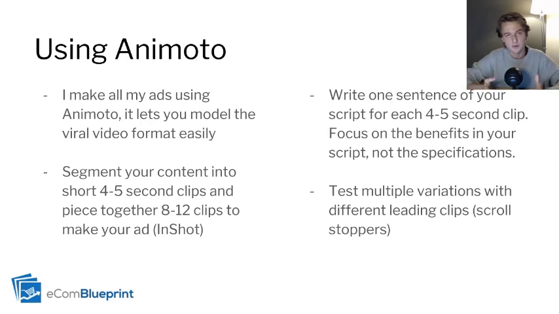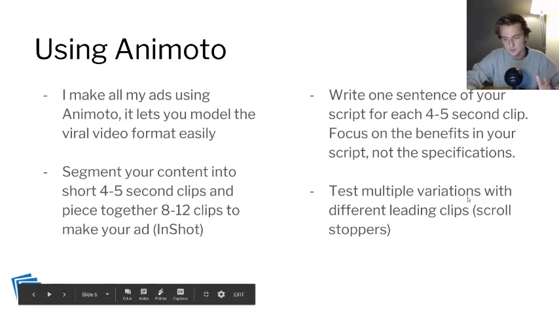And then you want to write a script for your video. If you've got 8 clips, you want to write 8 lines, one for each clip. In your script, you should focus on the benefits, not the specifications, and you should also explain how this product is going to solve the problem. Now, the script of your video is not that important, so just keep it simple. Make sure there are no grammar mistakes. That is important, because it looks extremely unprofessional if there are grammar mistakes in your ad. And so that's basically it. Then you also want to test multiple variations with different leading clips, and I'm going to show you that as well.